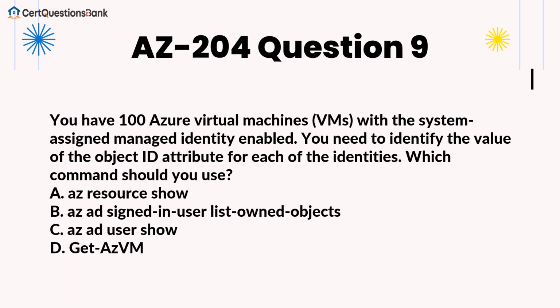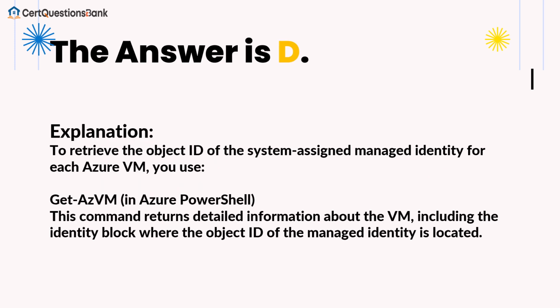You have 100 Azure Virtual Machines, VMs, with the system assigned managed identity enabled. You need to identify the value of the object ID attribute for each of the identities. Which command should you use? A. az resource show. B. az ad signed-in-user list-owned-objects. C. az ad user show. D. Get-AzVM. The answer is D.